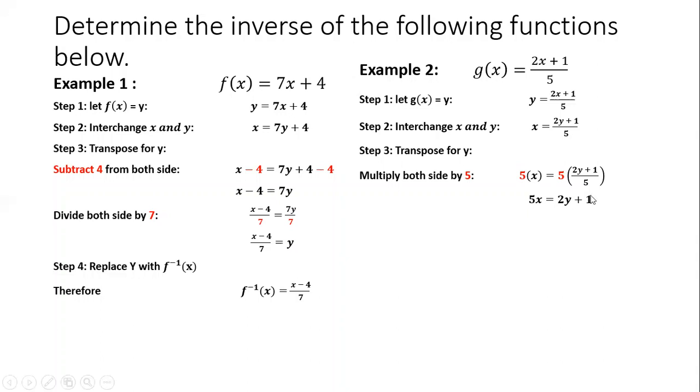At this stage, we need to transfer this positive 1 to the other side of the function. How can we do that? By doing the opposite operation of adding 1, which is to subtract 1 from both sides. So this is how you would write that. So we'll end up with 5x minus 1 equal 2y plus 1 minus 1. And then at this stage, all you're going to do is to simplify your answer. So when you simplify, what you will end up with is just 5x minus 1 equal 2y.